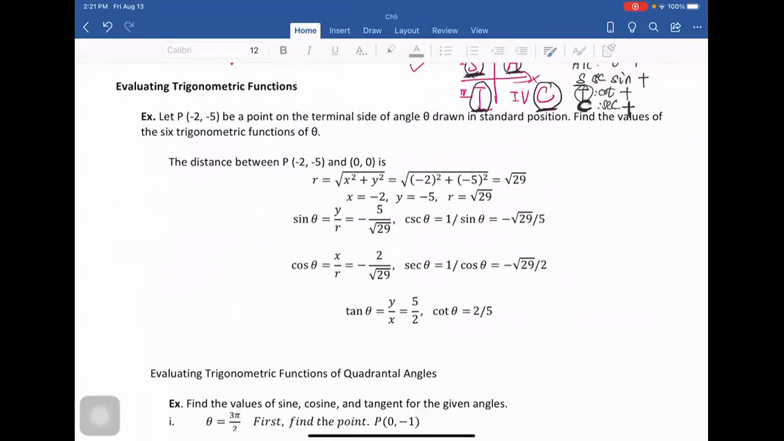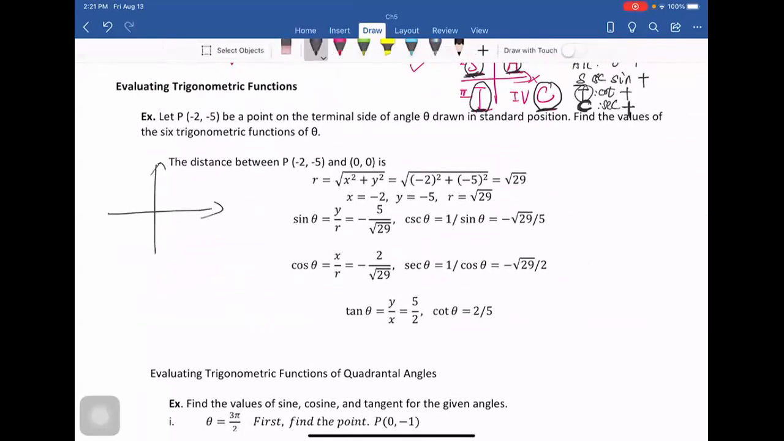Let the point be -2, -5. I'd like to draw the graph first. So let's find the point. It's here. The point is on the terminal side of the angle theta drawn in standard position. Find the value of the six trigonometric functions of theta.